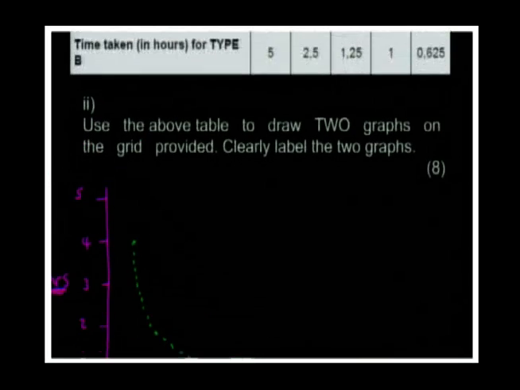Okay, what do we call this kind of graph? We call it an inverse graph. In other words, there's no relation, there's no constant increase. It's changing all the time. That was graph 1. Now let's look at graph 2.